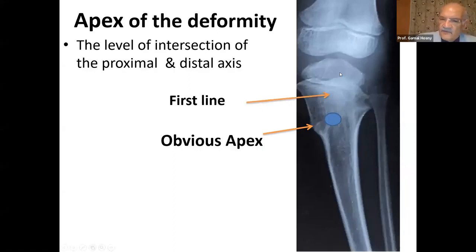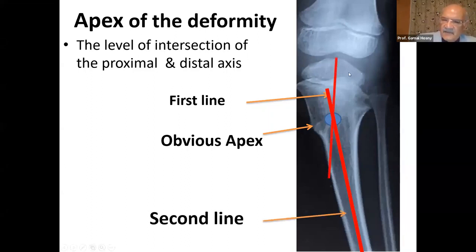We draw a first line. The first line represents the distal segment. It's exactly in the middle of the shaft. Then the second line represents the other segments, and they are going to meet each other in the obvious CORA, and the obvious CORA is exactly the real CORA.